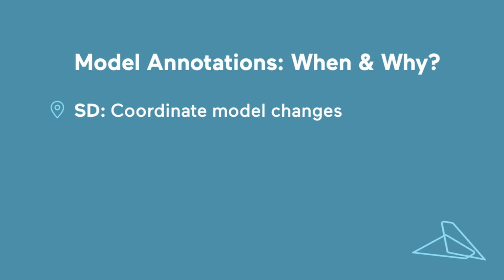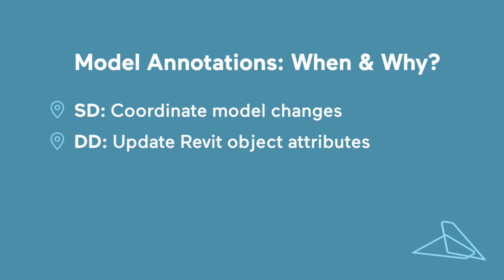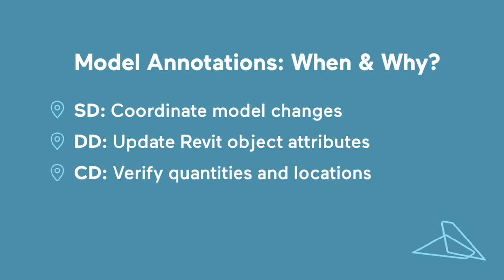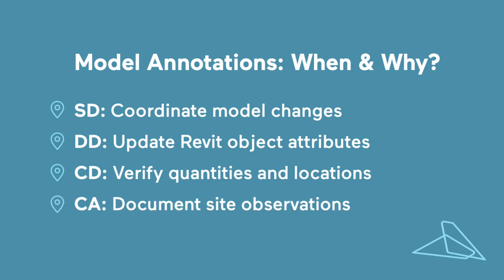There are different ways to leverage the Revit Model Annotations at each stage of the design. You can use them to coordinate model changes in SD, use them to update your Revit object's attributes, such as a floor or a ceiling finish in DD, verify quantities and locations as you move to CDs, and use your model to document site observations as you're going through CA.